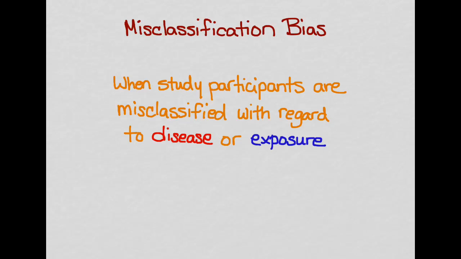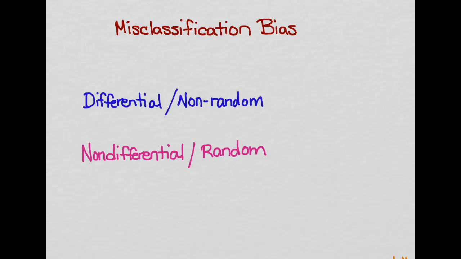So misclassification bias is another type of bias that affects studies, and misclassification bias is when the study participants are misclassified with regard to either the disease or the exposure. So the information that's recorded in the study about disease or exposure is incorrect, and sometimes this is also called a type of information bias because the information is biased. So there are two different kinds of misclassification bias. There's differential or non-random classification bias, and then there's non-differential or random misclassification bias.